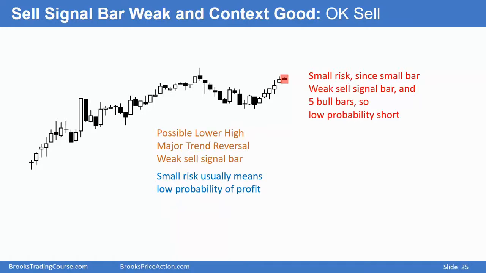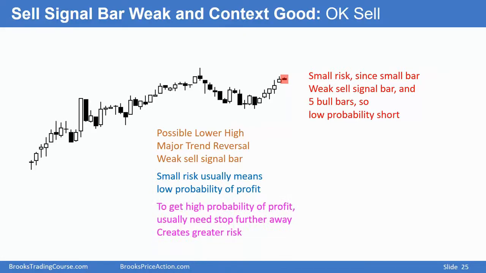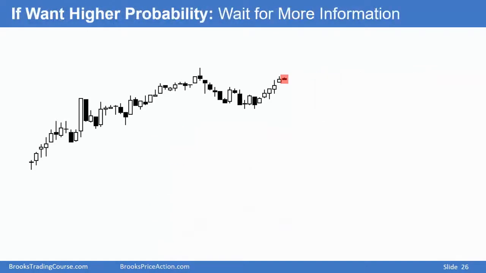How do you increase your probability? Well, you got a couple ways. You can wait until there's a reversal down and then sell, or simply use a wider stop, and especially be willing to scale in higher. So low probability does not mean no probability. It just means the probability is low.